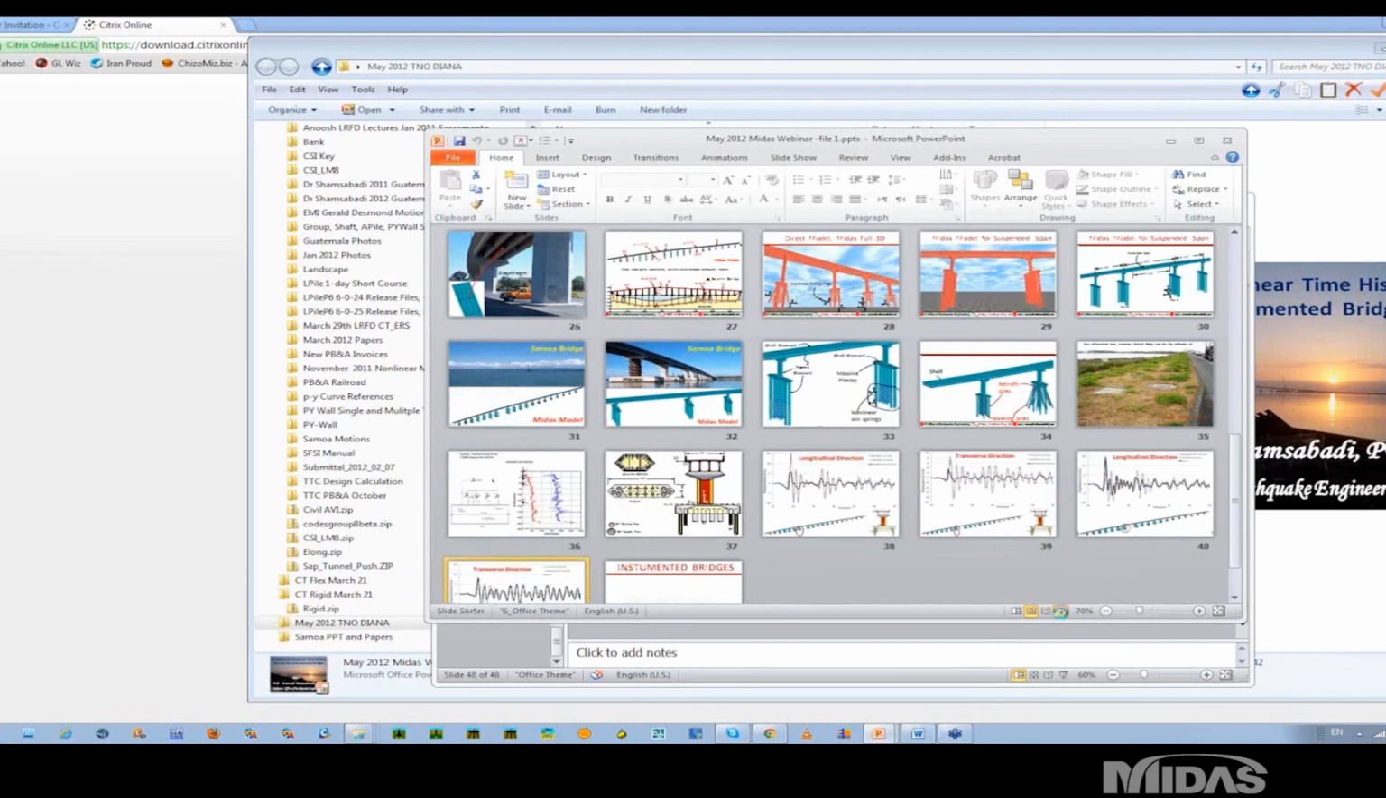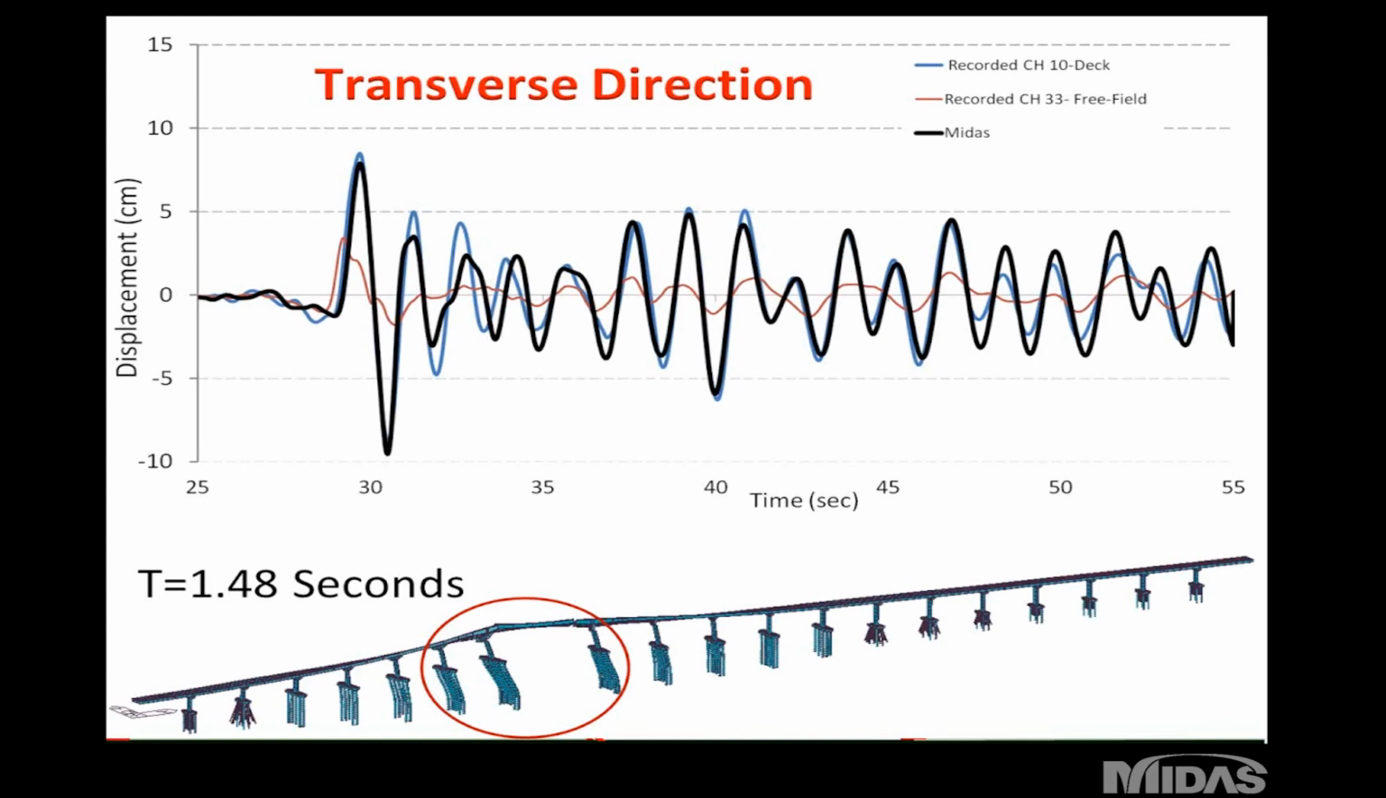Okay, so here is the transverse direction. I thought it was very exciting to see how you could match the recorded motion versus the analytical model. This is the recorded motion in the transverse direction, channel 10, which is located right at this location at the top of the superstructure. This reddish line is the recorded input motion, which I used to shake the Midas model. And of course, the bluish is the recorded motion.